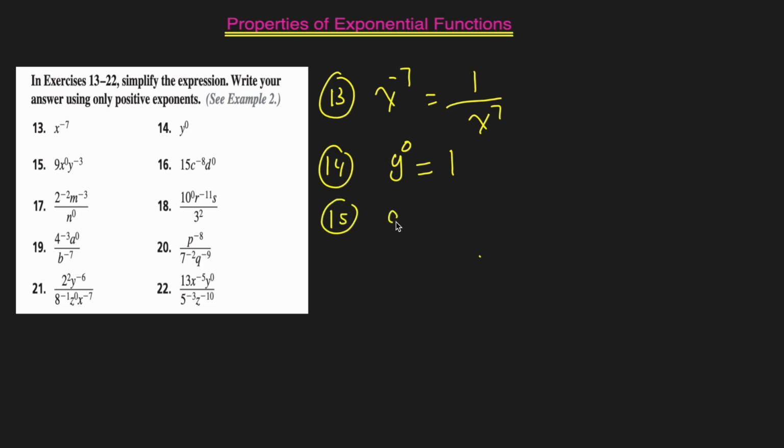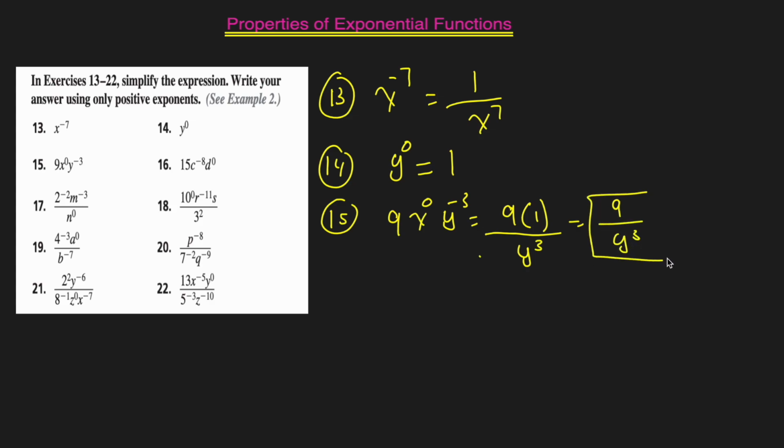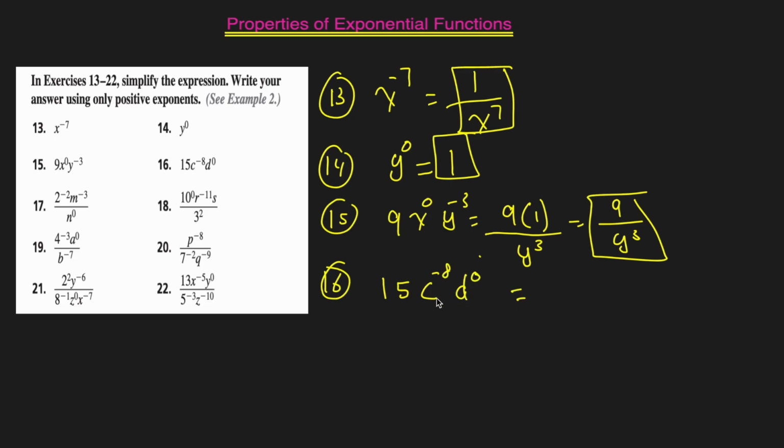Number 15, 9x to the 0, y to the negative 3. That becomes 9 stays, x to the 0 is 1, and y to the negative 3 goes in the bottom to be positive as y to the 3. 9 times 1 is 9, and y to the 3 is here. Number 16, 15, c to the negative 8, d to the 0. Anything to the 0 is 1. So we're going to end up here with 15 times 1 is just 15, and the negative 8 comes to the bottom, to be c to the 8.